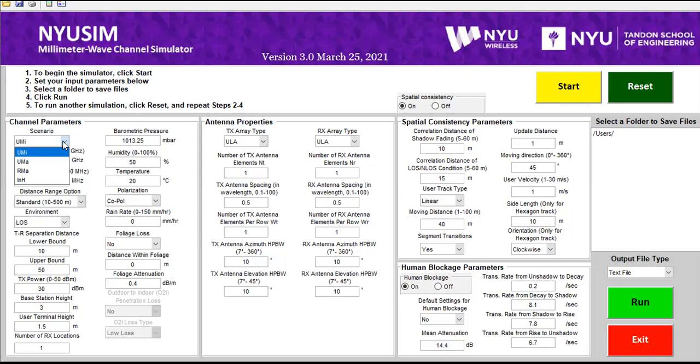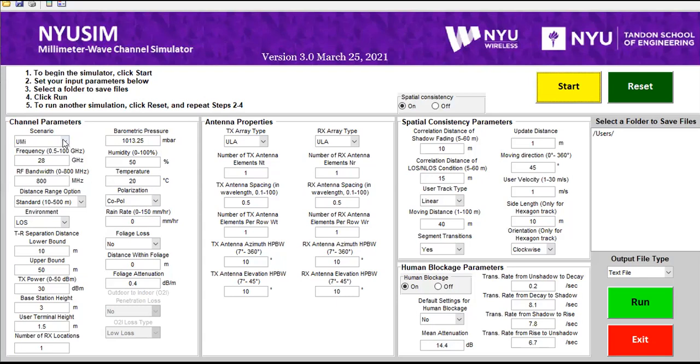This particular wireless environment is considered. And for the first three scenarios, the maximum frequency is 100 gigahertz. But as I said, for the in-building coverage area, the fourth option, InH, the maximum frequency supported is 150 gigahertz.